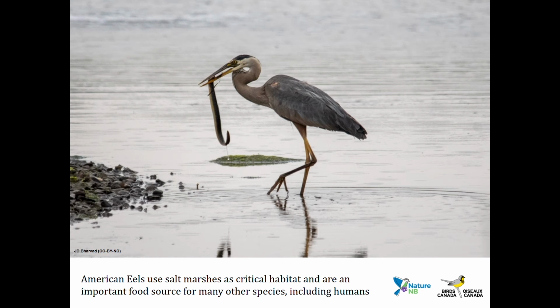And there are many fish species as well that use wetlands. So American eels use salt marshes as critical habitat, and they are an important food source for many other species like this great blue heron, but also for humans. And eels are a traditional food source, for example, for the Mi'kmaq, and they hold a spiritual significance in their culture. So these species, again, show how important wetlands are for all kinds of species, including ourselves, that use these habitats.